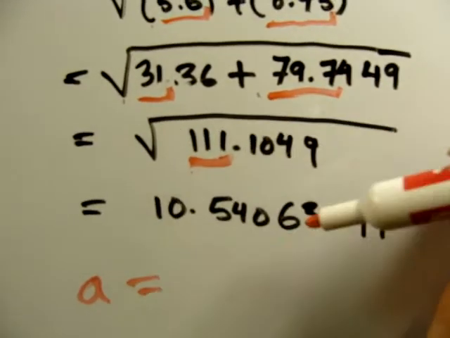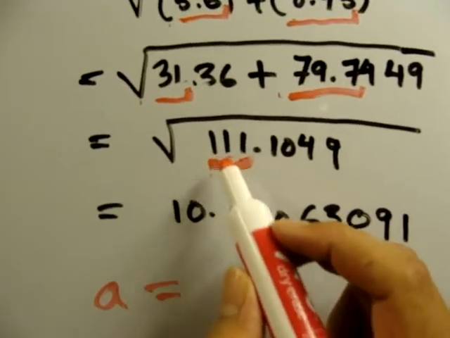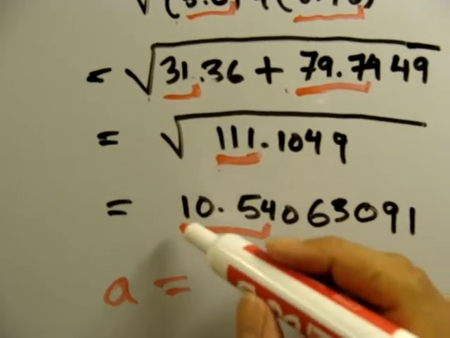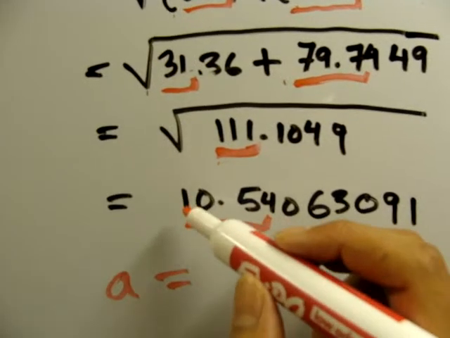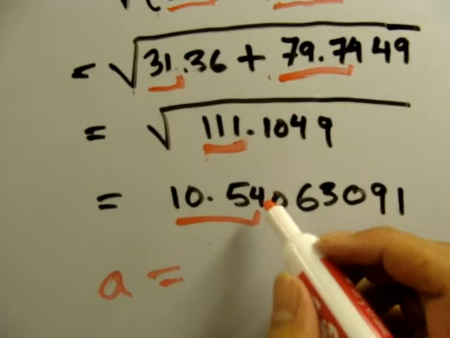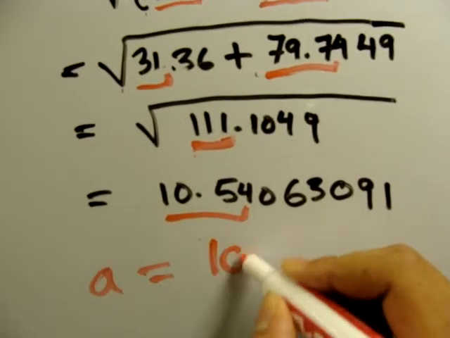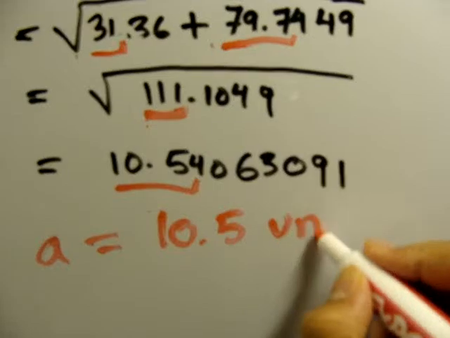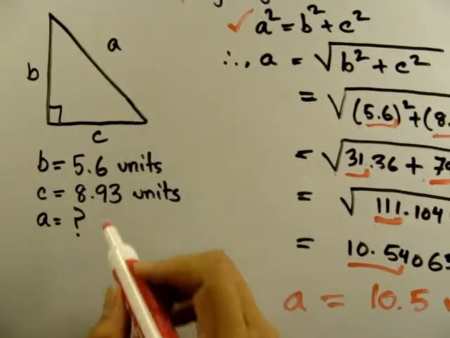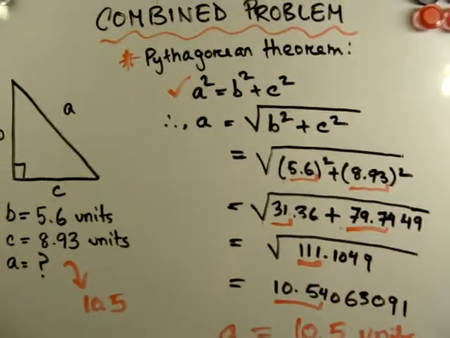And now we are square rooting it. Square rooting is again the same rule as multiplying or dividing. So now we again look at the significant digits, 1, 2, 3 significant digits. So this gives us 3 significant digits. Since there's a decimal point, we count from the left, 1, 2, 3 significant digits. And the number after the last digit is 4. 4 is below 5, so we don't have to worry about increasing this to 6. So our final answer is 10.5 units. So A here is equal to 10.5 units. And that's how we solve combined problems.